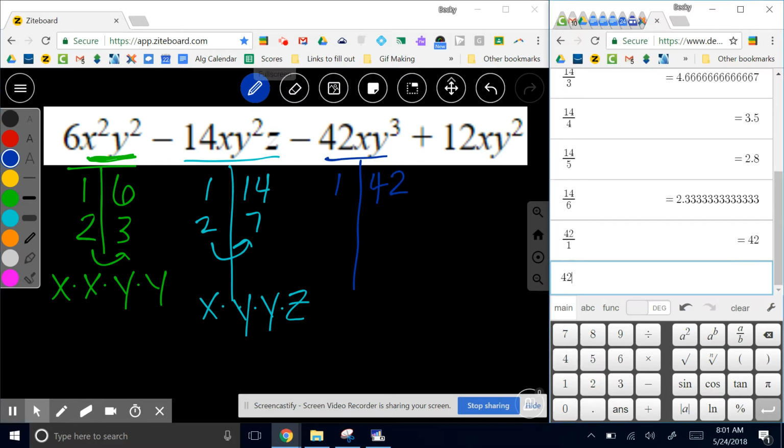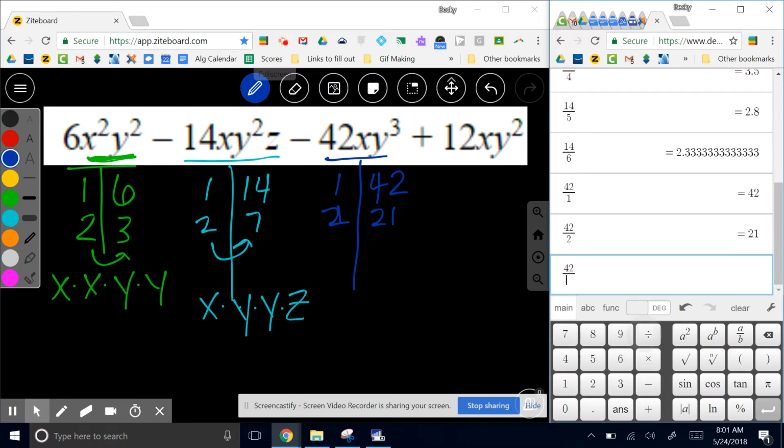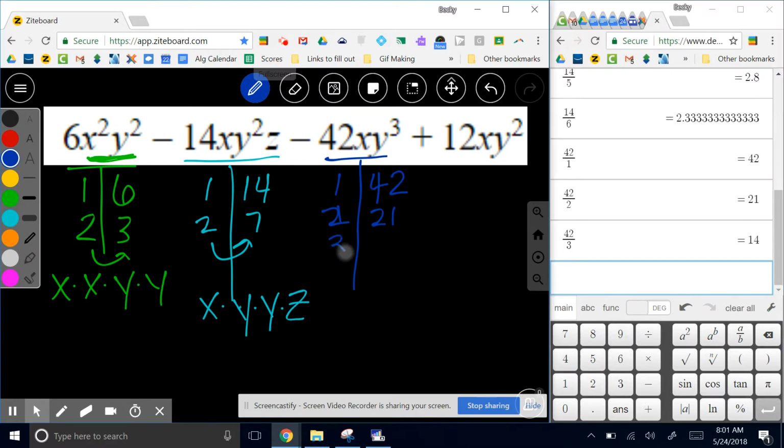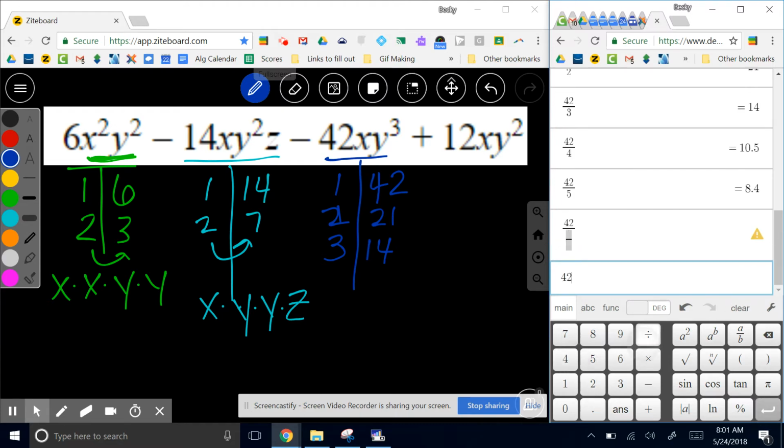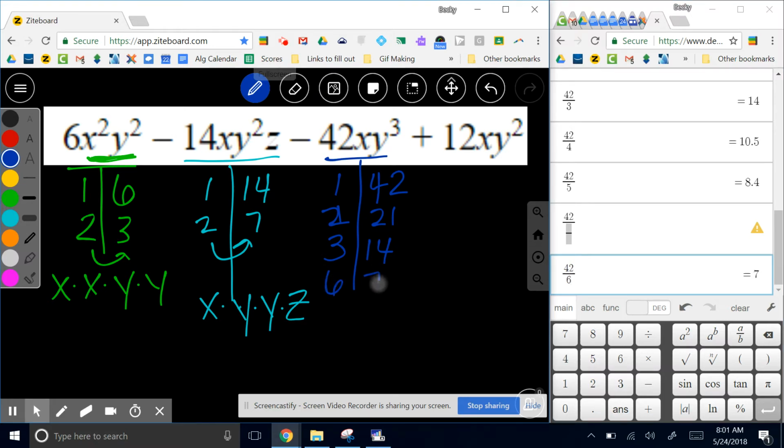And then I have to do 42 divided by 2, and I get 2 and 21. Then 42 divided by 3, and I get 3 and 14, and then 42 divided by 4. Nope, not a whole number. 42 divided by 5, nope. 42 divided by 6, yep, 6 and 7. And it just looped on itself. So now I can write my variables, which is x, and then I have y cubed, which is y times y times y. Okay, and last but not least, let's do the 12xy squared.